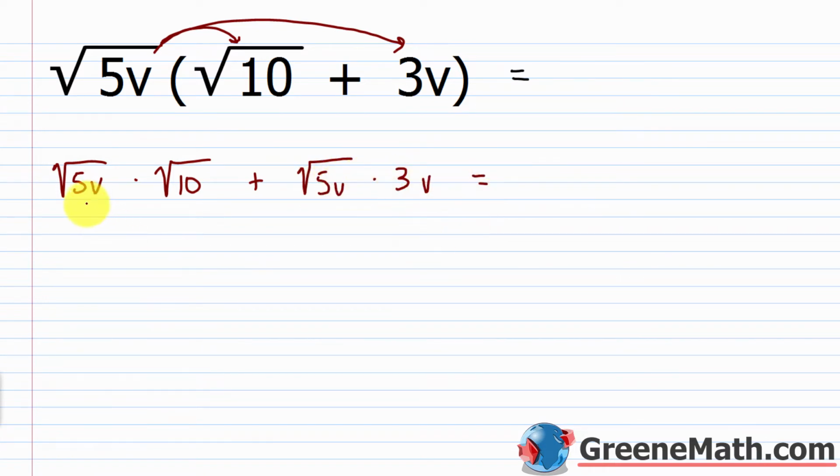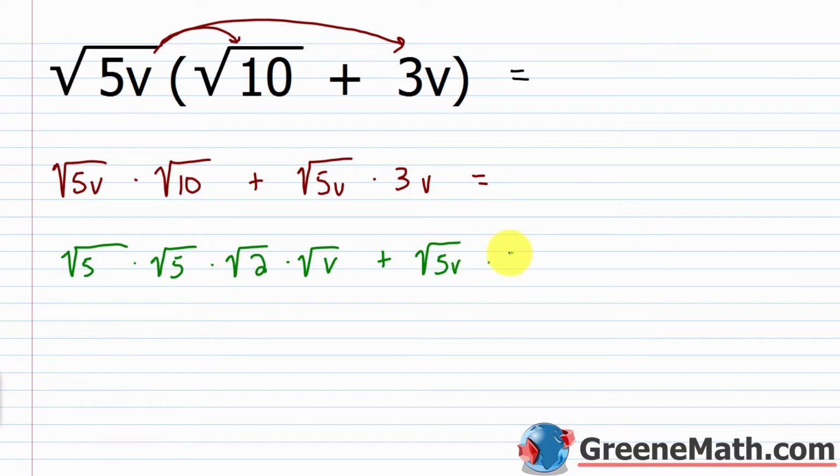Now, can I do anything to simplify here? Well, yes, I can. The square root of 5v times the square root of 10, I could write that as what? The square root of 5 times 10. Think about breaking this down completely. Square root of 5 times square root of 5 times square root of 2, and then times square root of v. Then plus, over here, the square root of 5v, I could break that down, but really I'm not going to be able to do anything with that. 5 is prime, v is to the first power, nothing I can really do.